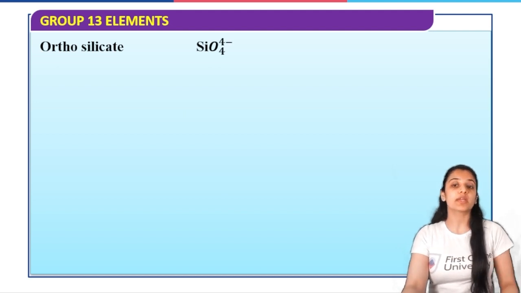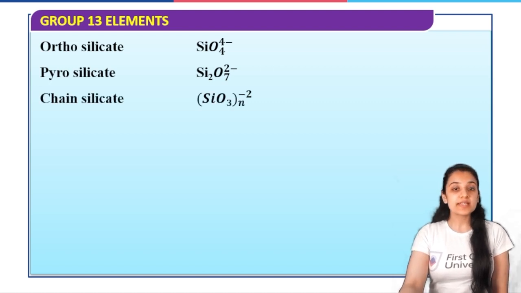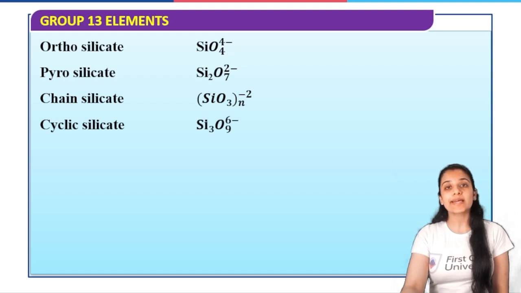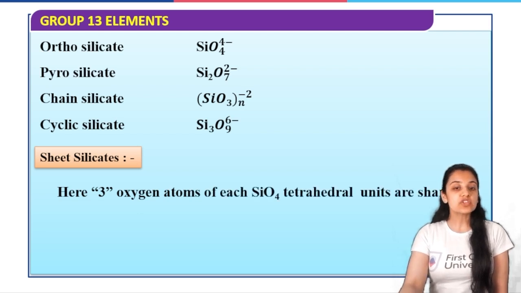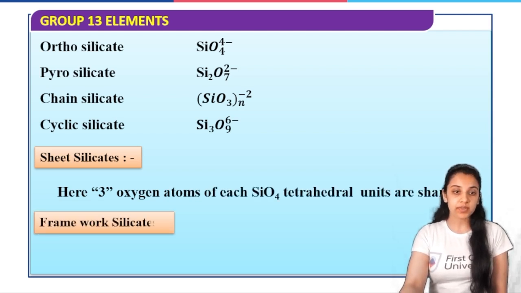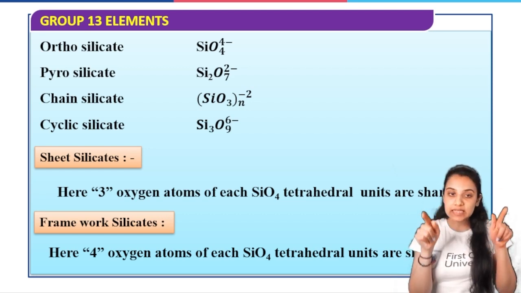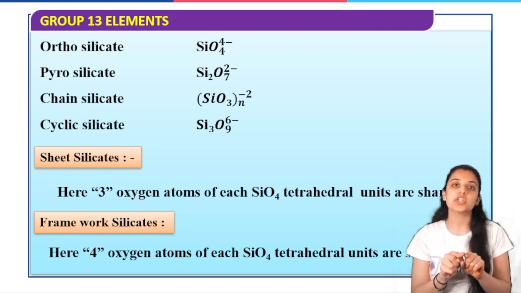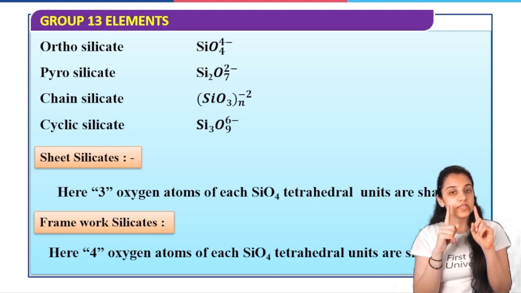So orthosilicates: SiO4 4 minus; pyrosilicates: Si2O7 6 minus; chain silicates: (SiO3)n 2n minus; cyclic silicates: Si3O9 6 minus. In sheet silicates, three oxygen atoms of each SiO4 tetrahedral unit are shared. In framework silicates, four oxygen atoms of each SiO4 tetrahedral unit are shared. This is so much information on just one sheet of paper that you can jot down and revise again and again because it is very, very important.